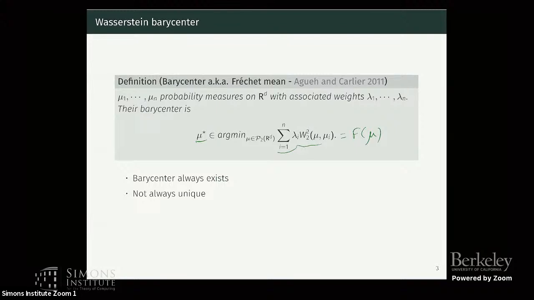Two things here. The Barycenter always exists. This was proved in the paper of Agueh and Carlier, who introduced the Barycenter in the Wasserstein space. But it's, however, not always unique, and that will be one of the issues that we will have and try to deal with. And so the question we're interested in here is how to compute this mu star from the mu_i that I have.